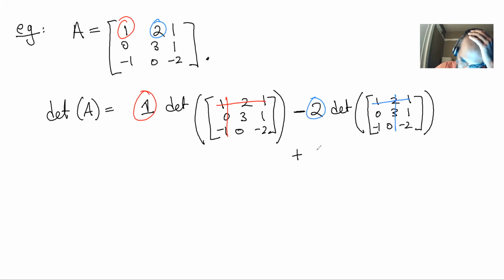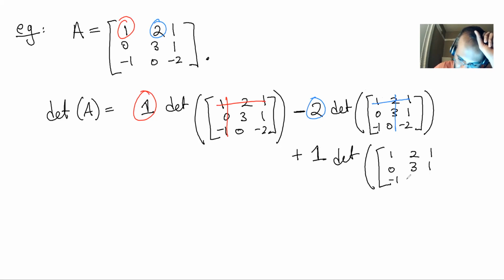And then, okay, plus 1 times determinant of, again, 1, 2, 1. And this time you delete, sorry, I didn't mean to circle that. In order to be consistent, I meant to circle this, and you delete these. But now the point is those are all 2 by 2 determinants, right? So we can just compute this.